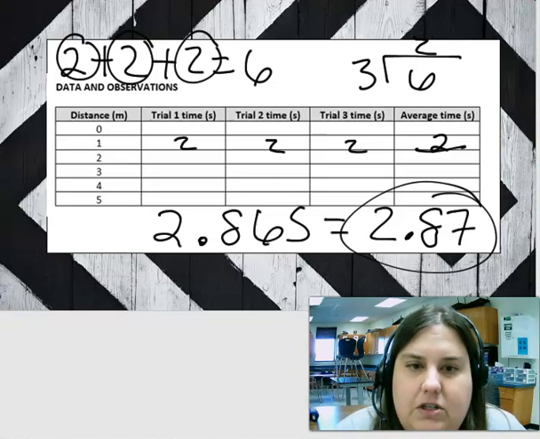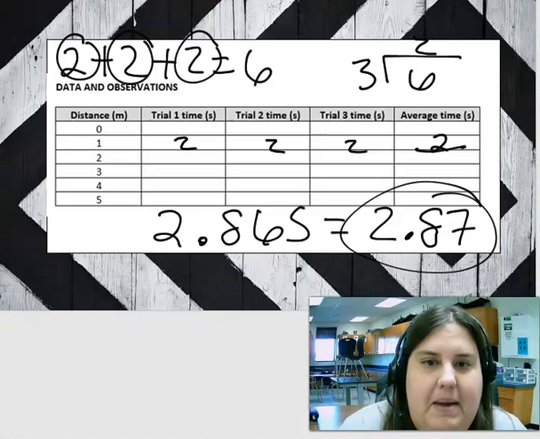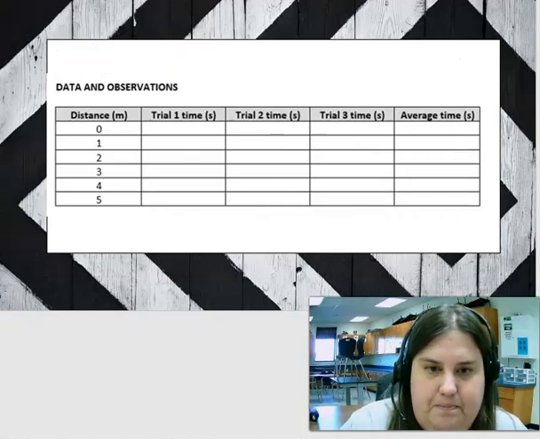Okay, so I want you to go ahead and find your average times for the 1 meter, 2 meters, 3 meters, 4 meters, and then 5 meters, and then that's going to be the data that we're going to use for the remainder of this particular lab.